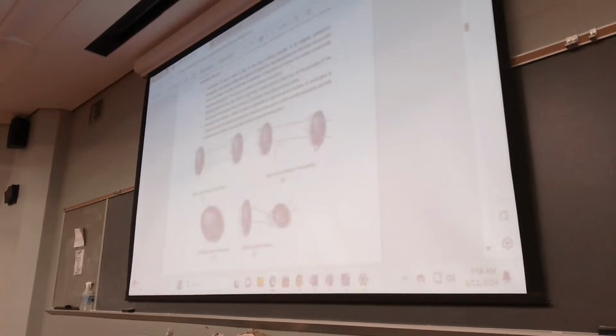Guys, on this slide I give you some examples of translation and rotation. That's all it is, just examples. Straight line, spin, and combination.